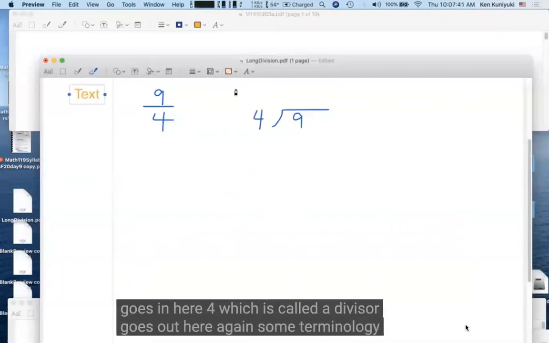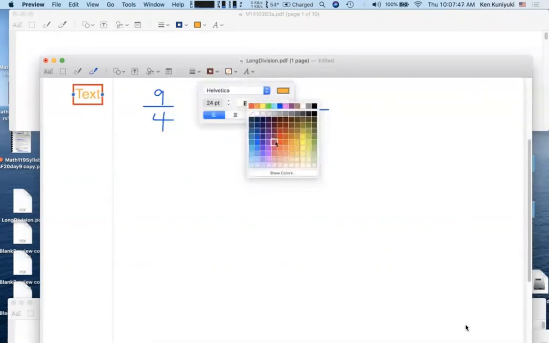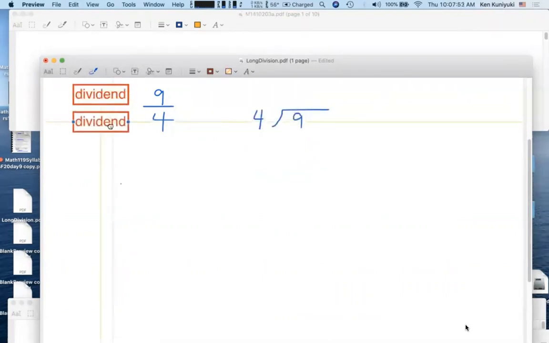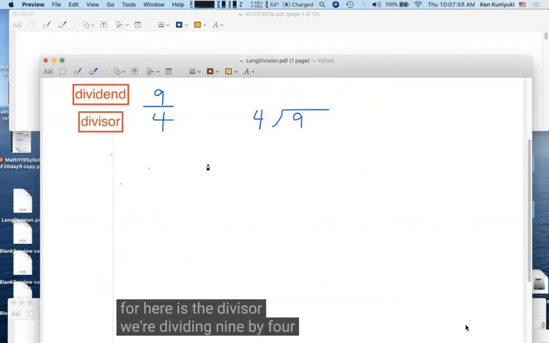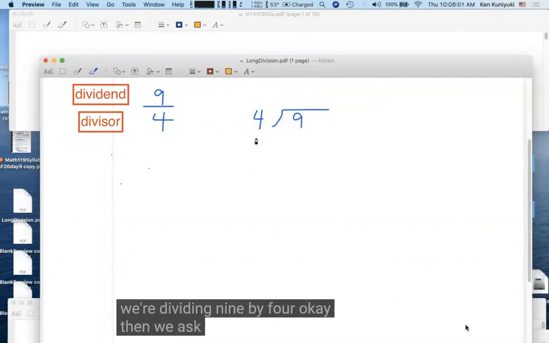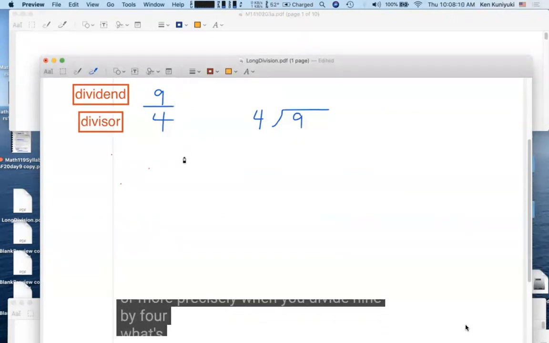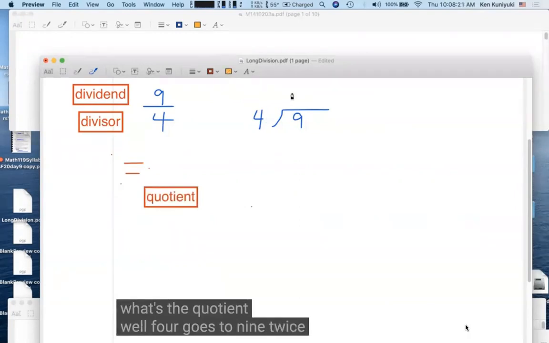Again, some terminology. Nine here is the dividend. 4 here is the divisor. We're dividing 9 by 4. Then we ask, how many times does 4 go into 9? Or, more precisely, when you divide 9 by 4, what's the quotient? Well, 4 goes into 9 twice, 2 times.